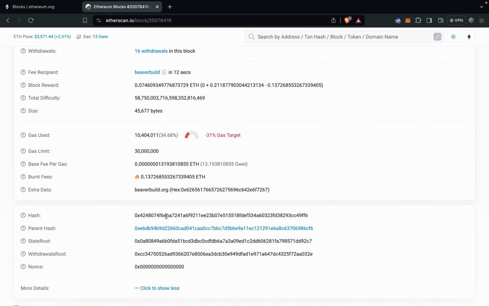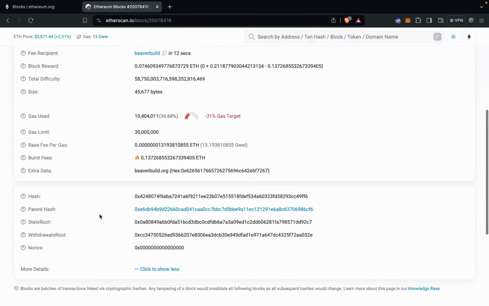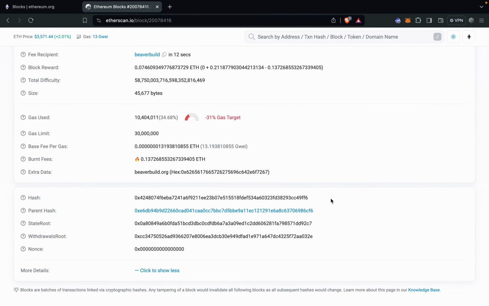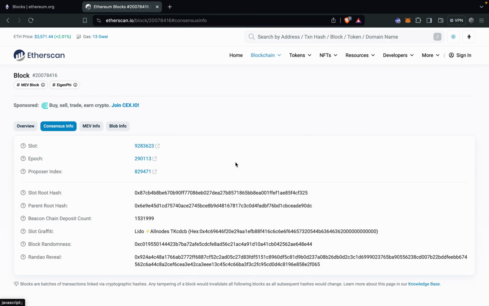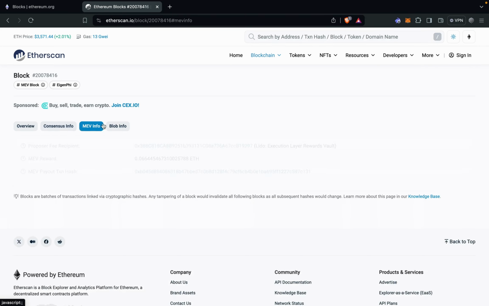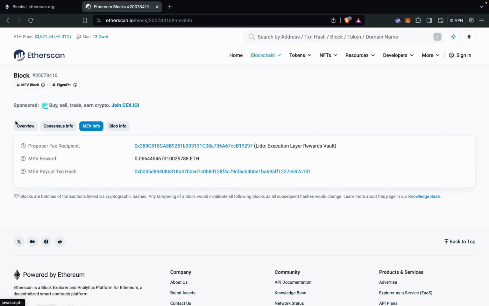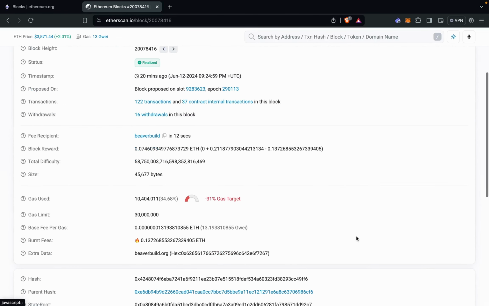And in more detail section, you can also see the hash of the parent block. Apart from that, you have some other things here like the consensus info and MEV info. So you can check all of this out for different blocks and just get a better idea of what's going on there in each block. So that was all about blocks on Ethereum, and in the next video we'll cover EVM.